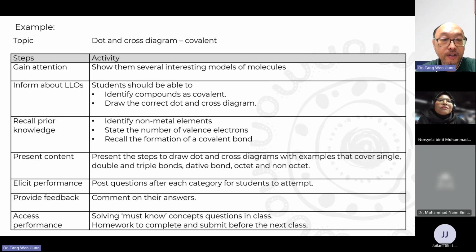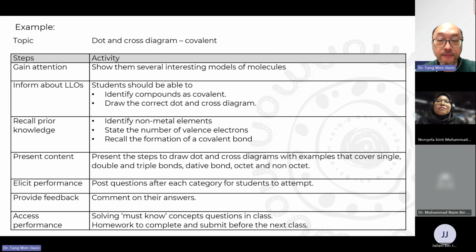Okay, then recall prior knowledge. So they have learned about metals, non-metals. So we can just do some quick Q&A, asking them questions. Okay, state the number of valence electrons, recall the formation of the covalent bond. Then after that, present the contents. Okay, step by step how to draw the things. Then in between we ask them questions. Okay, like how you do this, how you do that. Then comment on their answer.